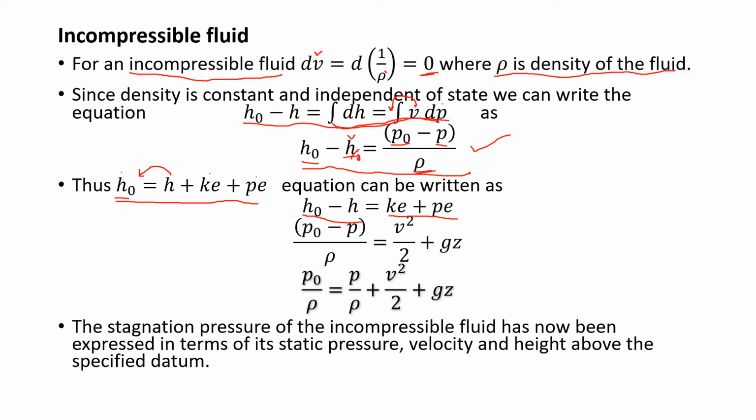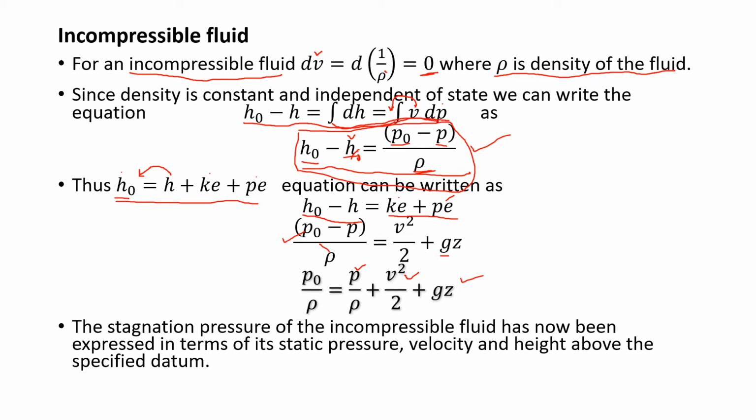We know that H naught minus H is nothing but P naught minus P by rho. That's what we have substituted. Instead of H naught minus H, P naught minus P by rho is substituted, and on the right hand side we have written the expression for kinetic energy, that is V square by 2, and the expression for the potential energy, that is gz. Now if you divide by rho separately and rearrange the terms, we get P naught by rho is equal to P by rho plus V square by 2 plus gz.